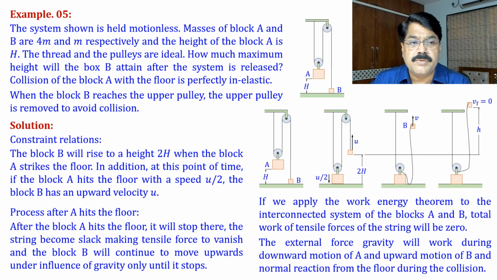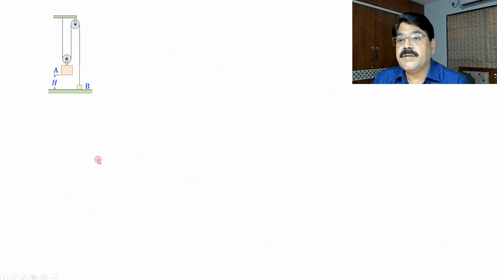So how to calculate work done by this unknown force, we don't know. So what we do, some other idea. We analyze the process in two stages. First stage, from when the system is released to just before the collision. And second stage, upward motion of block B after collision of the block A with the floor. So let us see how we do it.